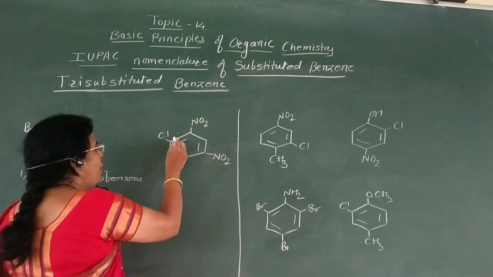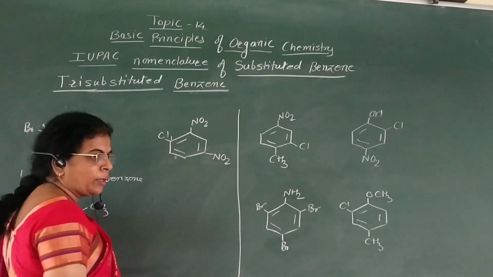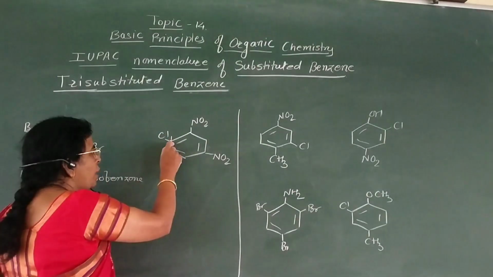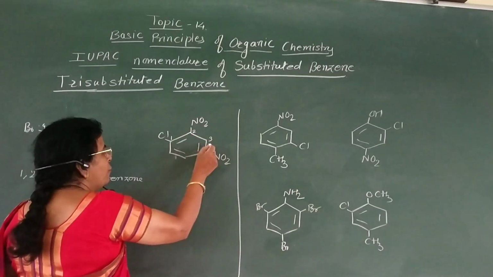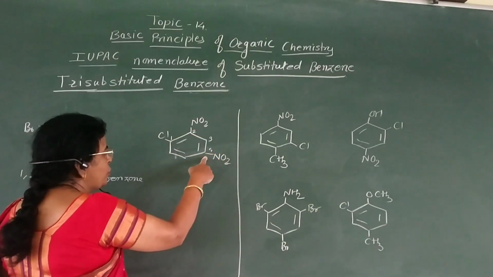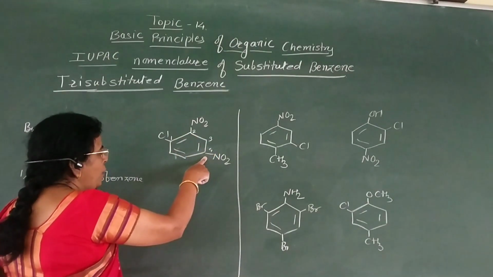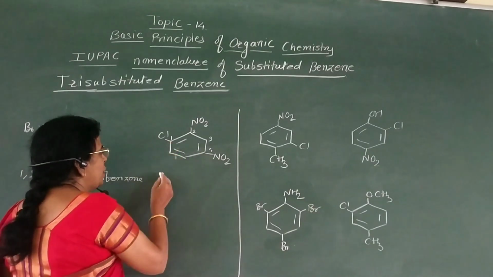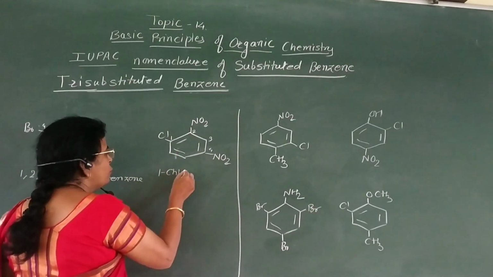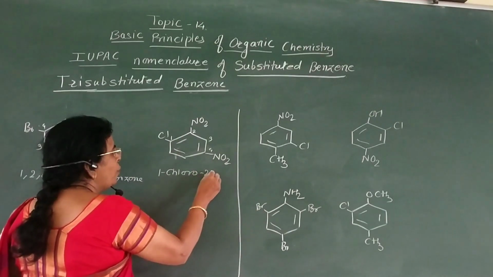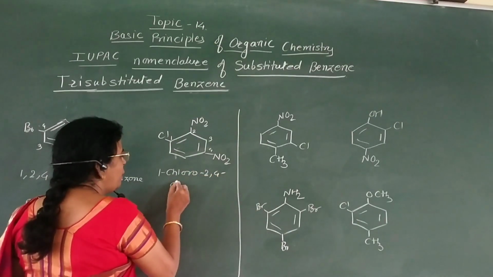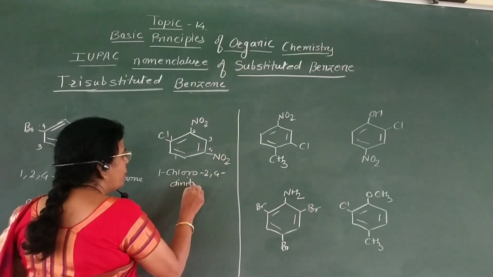Now in this case, there is chlorine, NO2 group and NO2 group, that is the nitro group. Alphabetically chlorine comes first, therefore we write 1, 2 and 3, 4. At 2 and 4 position there are nitro groups and at 1 position there is the chloro group, therefore it becomes 1-chloro-2,4-dinitrobenzene.